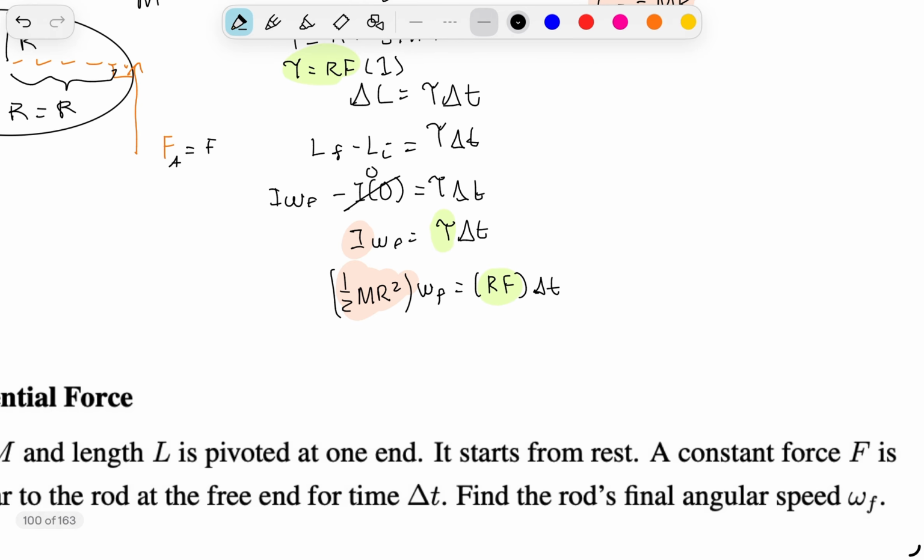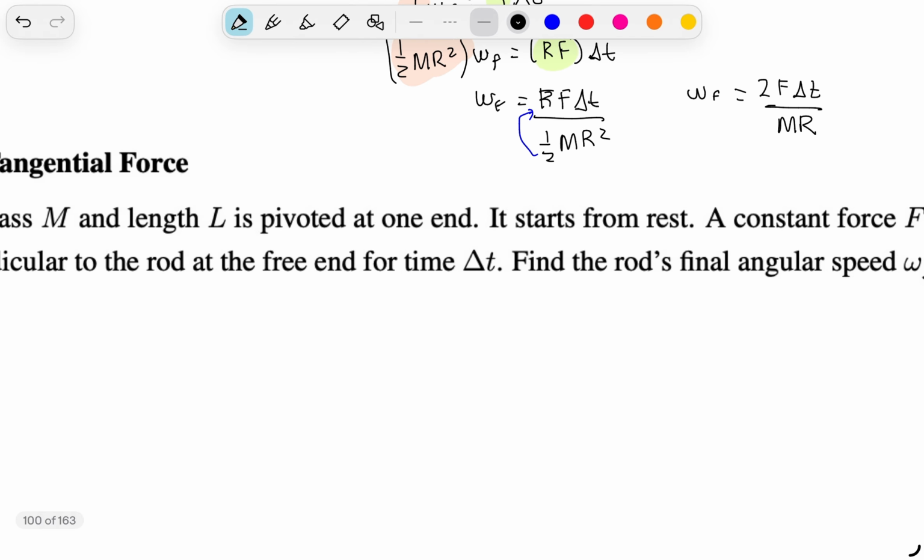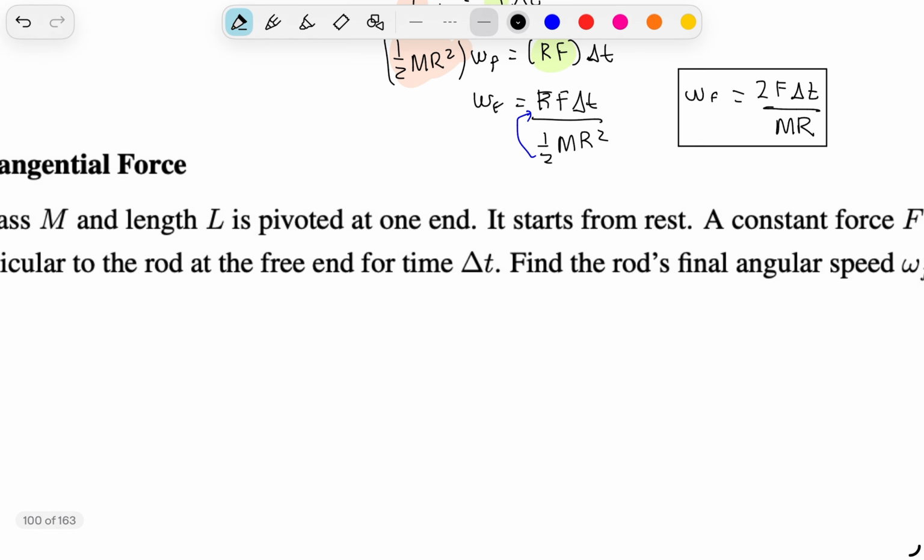After this, we're just going to solve for omega F. So we are going to divide both sides. We're going to have RF delta t divided by 1/2 mr squared. You can also rewrite this omega F as 2F delta t divided by m times r, because you can just take that 2 and move that to the numerator. So that is your answer for your final angular velocity.